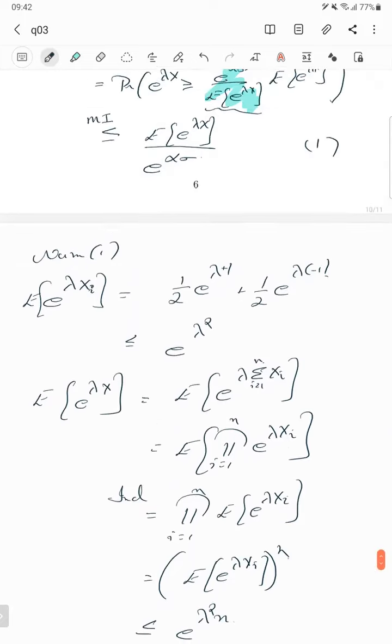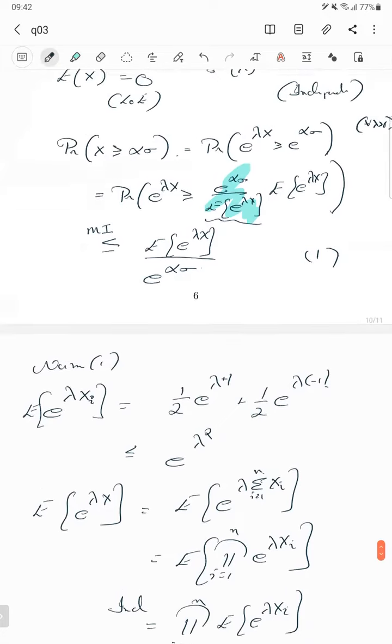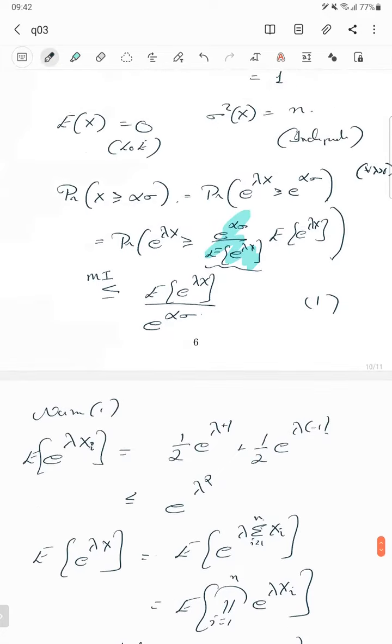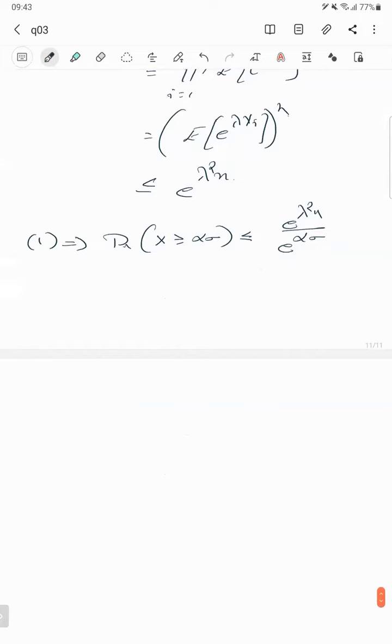Okay, so now let me substitute this into 1. Now 1 becomes probability that x greater than alpha sigma is at most e raised to lambda squared n by e raised to alpha sigma. Yeah, and so what is sigma? Sigma squared is n. So this is equal to e raised to lambda squared n minus alpha sigma. But since your sigma is root n, let me write this way. And now we have to find the best alpha. So this, let me call it as equation 2.